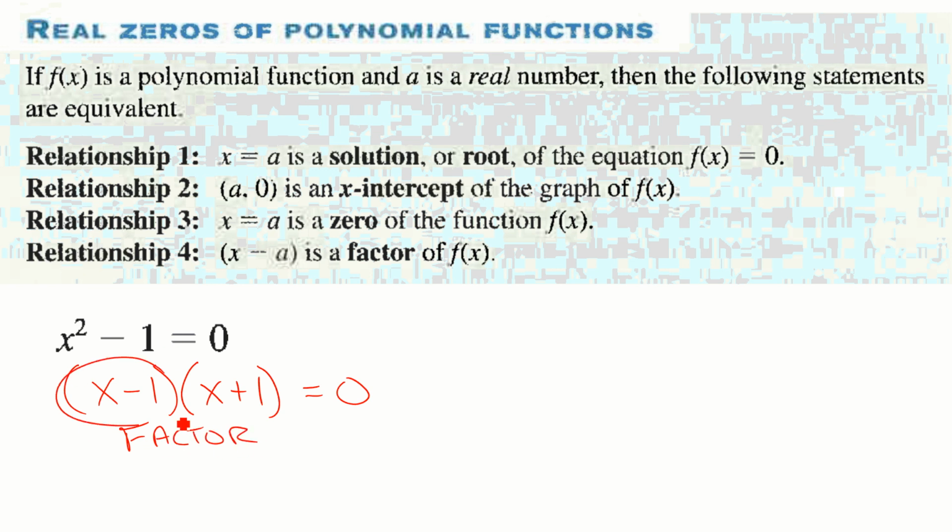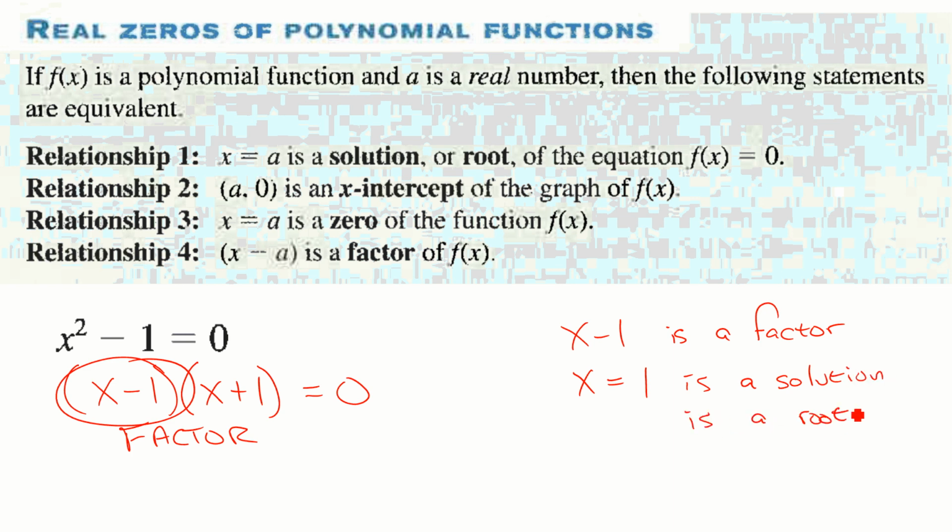I'm just going to pick one of them. I'm going to pick this one to start. So if we say that x minus 1 is a factor, okay, then x equals positive 1 is a solution. It is a root. And what you hear more than anything is it's a 0 of the function. Okay? And it is also an x-intercept.